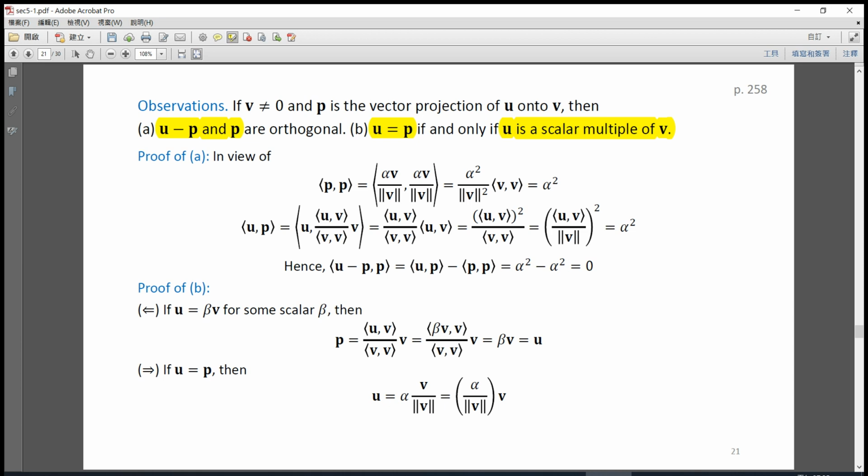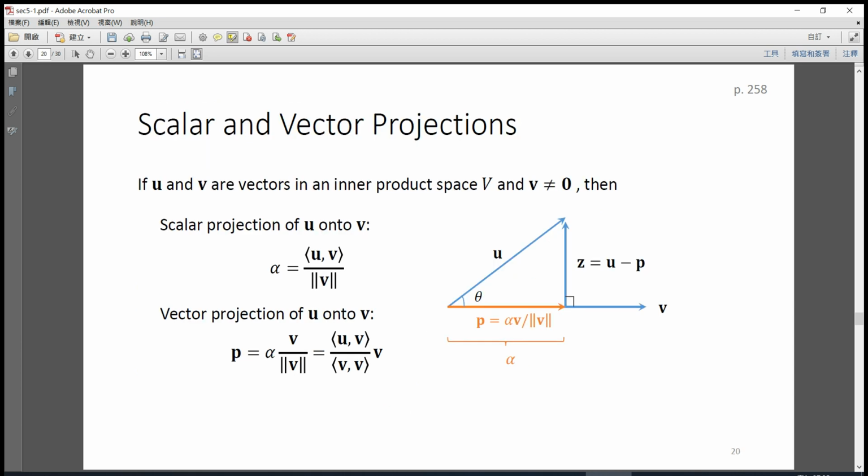And the two observations can be visualized by the figure in the previous slide. From this figure, if P is the projection of U onto V, then U minus P will be orthogonal to P. And we know if U equals P, then this means U and V are in the same direction.